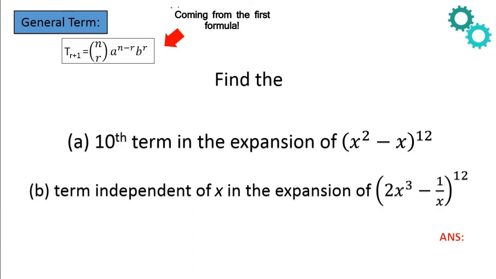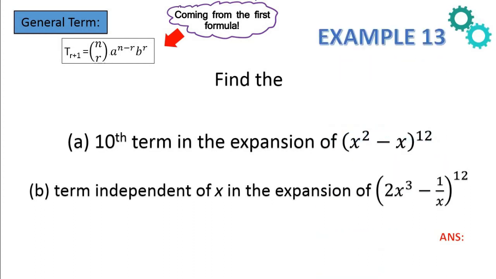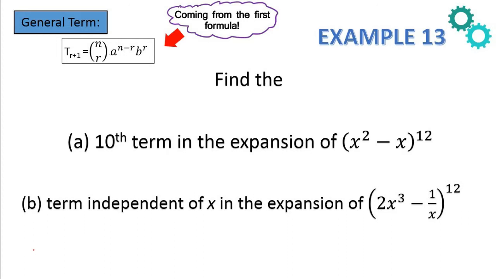Okay, so this one came from our first formula and won't be given in your list of formulas in the exam, but it was there in the formula of positive integer, but you are the one who should identify that by yourself. So regarding this general term, look into this example 13. We have to find T10 as well as the term independent of x. Okay, so let us look one by one.